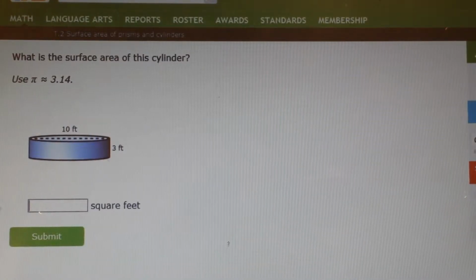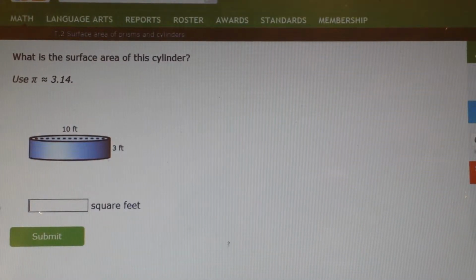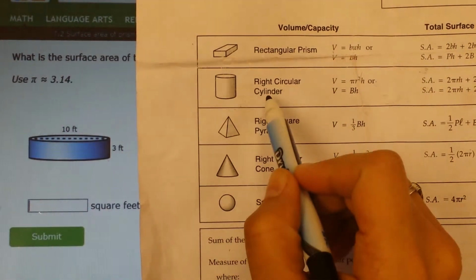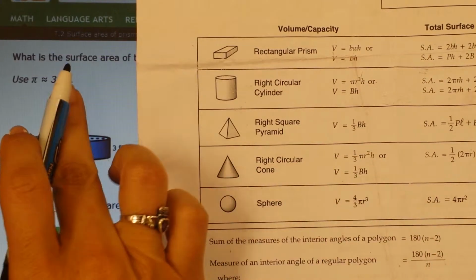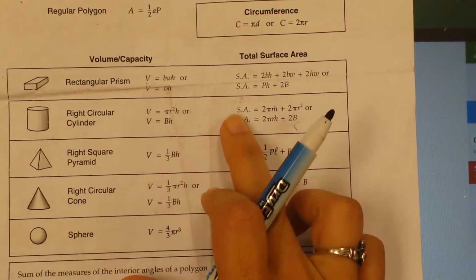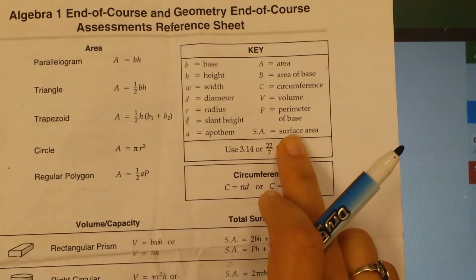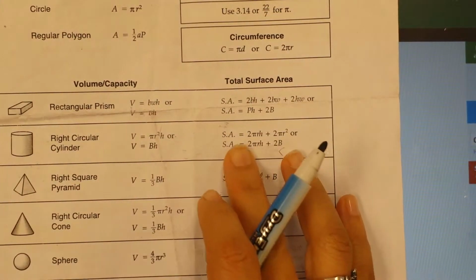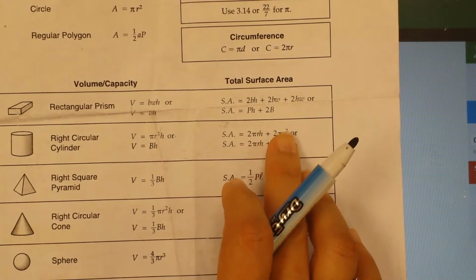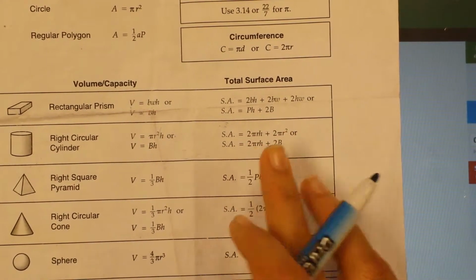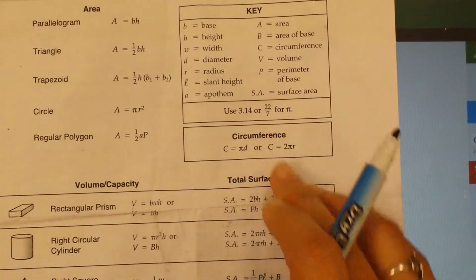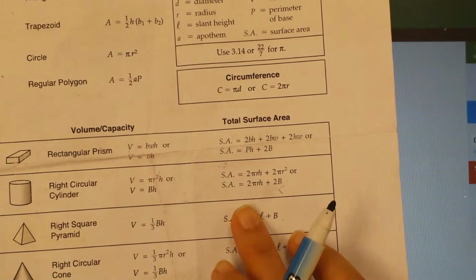Okay, so the question is, what is the surface area of this cylinder? All you got to do is take your reference sheet and look for cylinder. That's that shape right there. It talks about the surface area, so you're going to look at SA, because SA is surface area in my key. SA is equal to 2 pi r h plus 2 pi r squared, or this one. They're both the same thing. It just depends on which one you want to use. Just make sure you're looking at the key to what these letters or symbols mean.